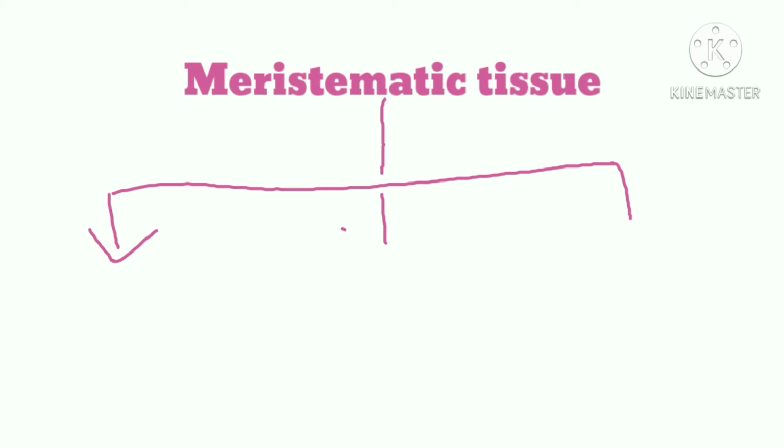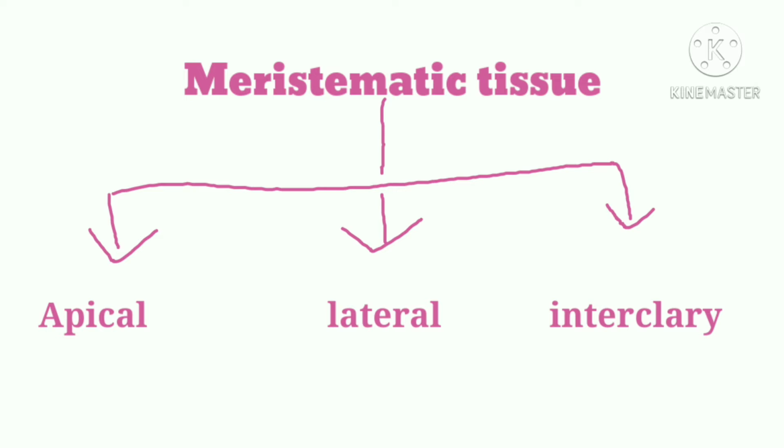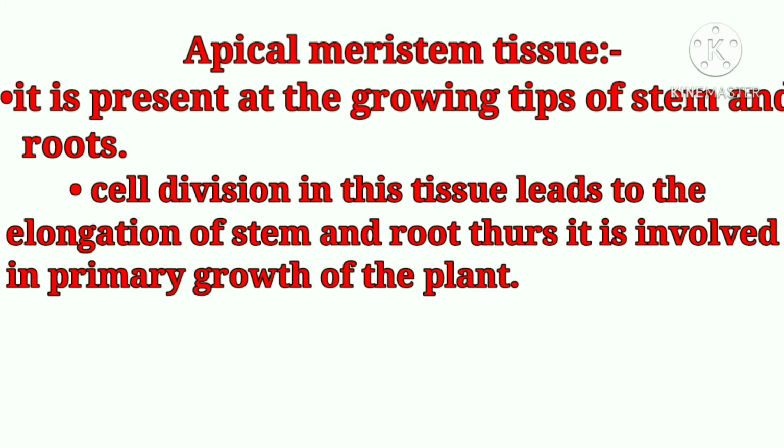Now meristematic tissues are of three types, apical meristem tissue, lateral meristem tissue and intercalary meristem tissue. Now one by one we will understand all these three types of meristematic tissues. Now apical meristem tissue. It is present at the growing tips of stems and roots. Cell division in this tissue leads to the elongation of stem and root. Thus, it is involved in primary growth of the plant.